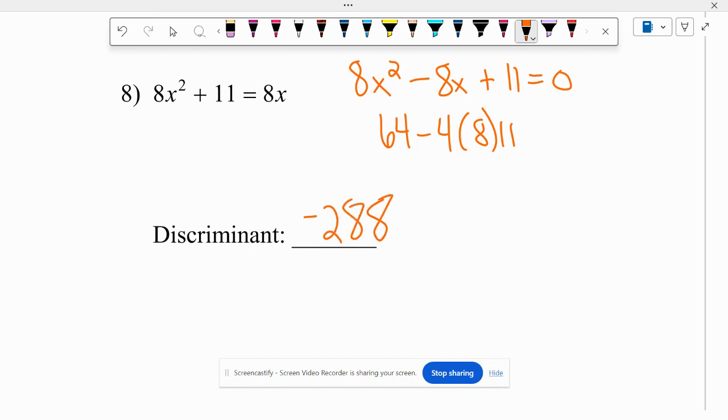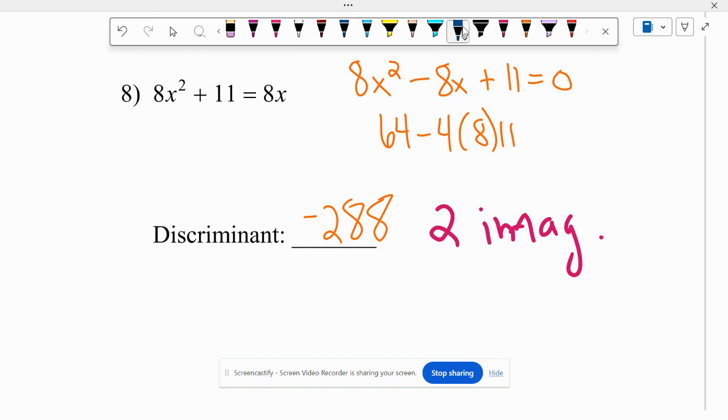Okay. Well, that's a negative number. What kind of solutions are we going to have? Two imaginary solutions. I'm just going to abbreviate because my pen's being weird. Okay, so let's figure out what our two imaginary solutions are.